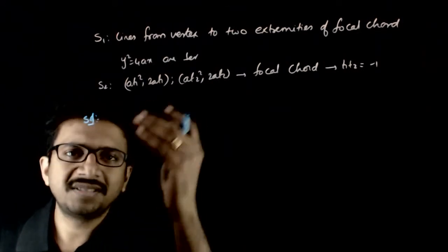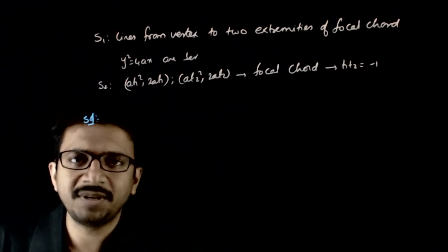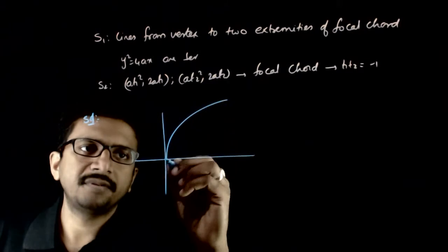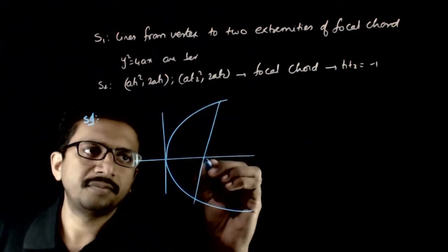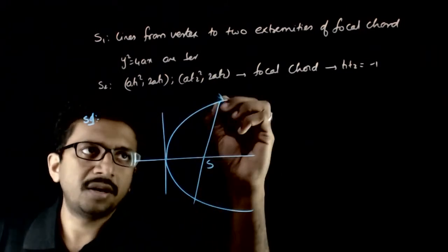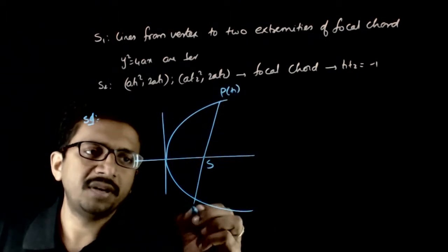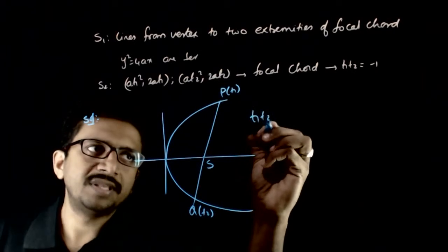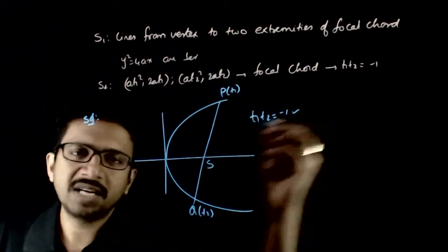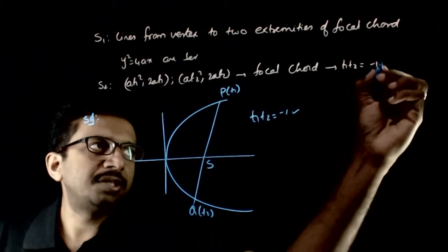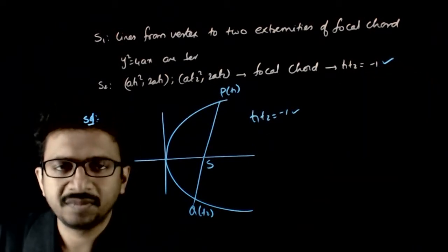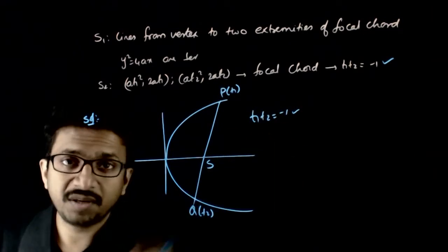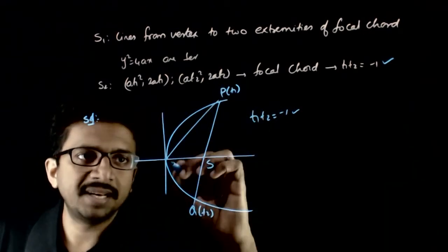So out of these two statements, statement 2 is a standard statement in the theory. If you have a focal chord joining the point t1 and a point t2, then t1 t2 is equal to -1. So this is a standard statement in theory, so S2 is true, there is no doubt about it. Now t1 t2 equal to -1 does not imply that this angle is 90 degrees.